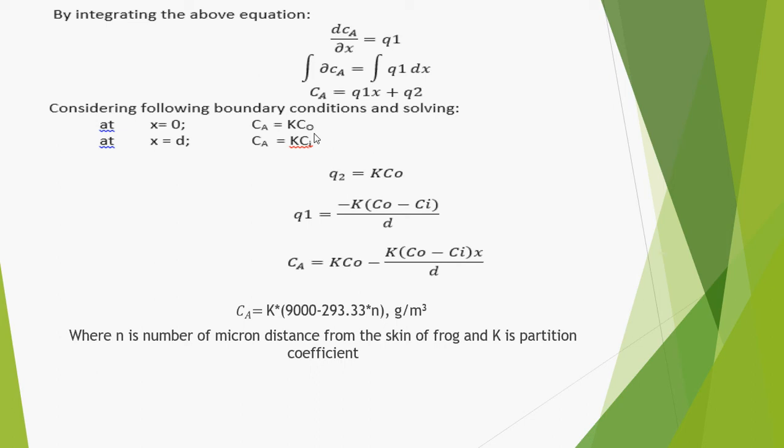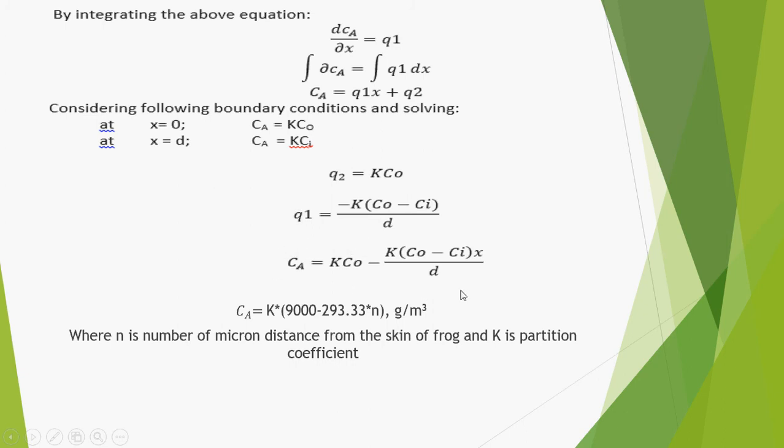And xd represents the distance that oxygen has to travel in order to reach the blood vessels, and Ci is the concentration in the blood vessels, basically the oxygen concentration in the blood vessels. So on integrating and applying the boundary condition, we obtain a particular solution for the above differential equation, which is this.